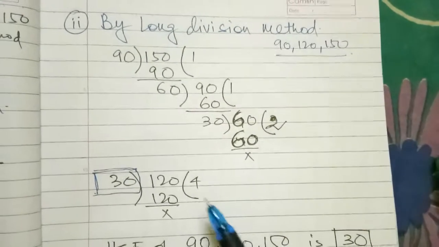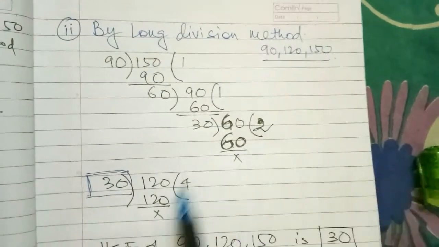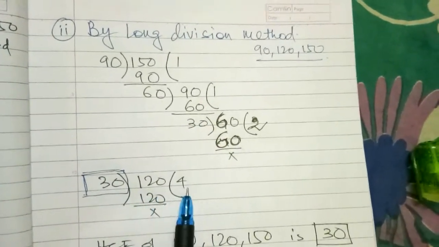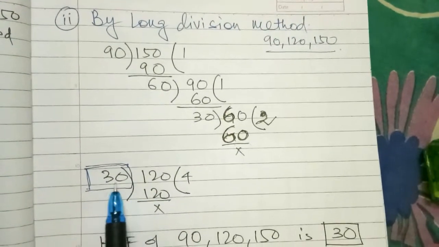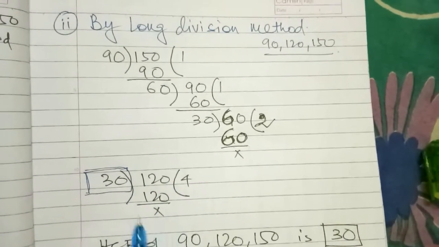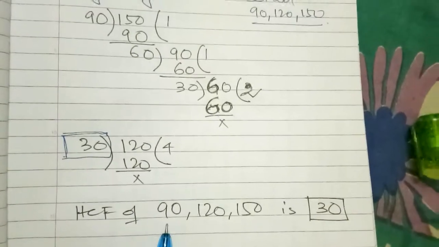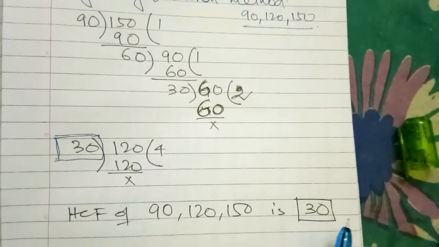The last part remaining is what? We have divided 90 and 150. Now the 30 is remaining. With that 30 we will divide 120. So what is the remainder? 30 into 4 is 120, remainder is 0. That means this 30 is the HCF. So the HCF of 90, 120 and 150 is 30.